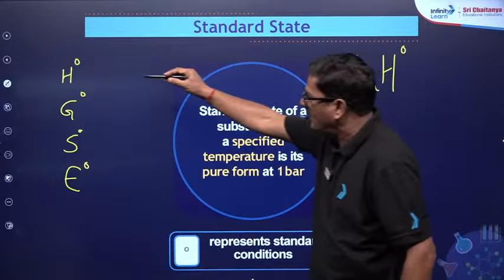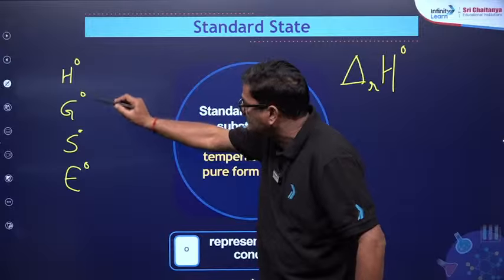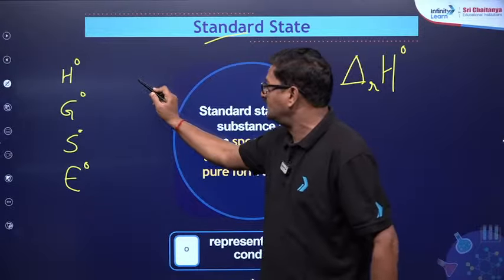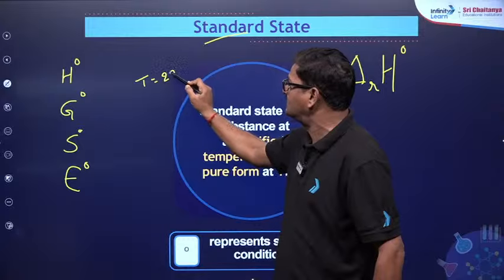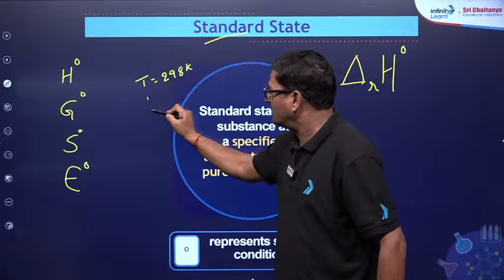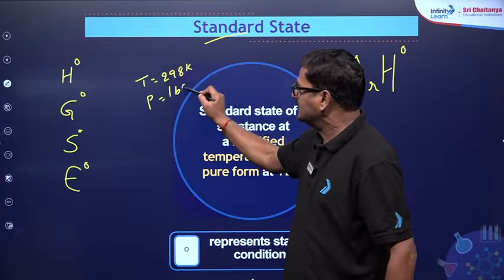If no parameter is given, it is said to be the standard state. When the temperature is equal to 298 Kelvin and the pressure is equal to 1 bar, it is said to be standard state.